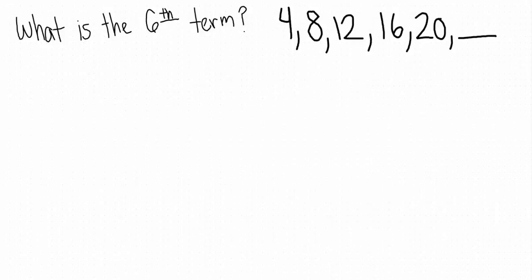To find the common difference, I need to see if a number has been added, subtracted, or multiplied from the first term to the next. As you can see, 4 goes into 8 plus 4 times. 8 goes into 12 plus 4 times. And 12 goes into 16 plus 4 times. The common difference is 4.